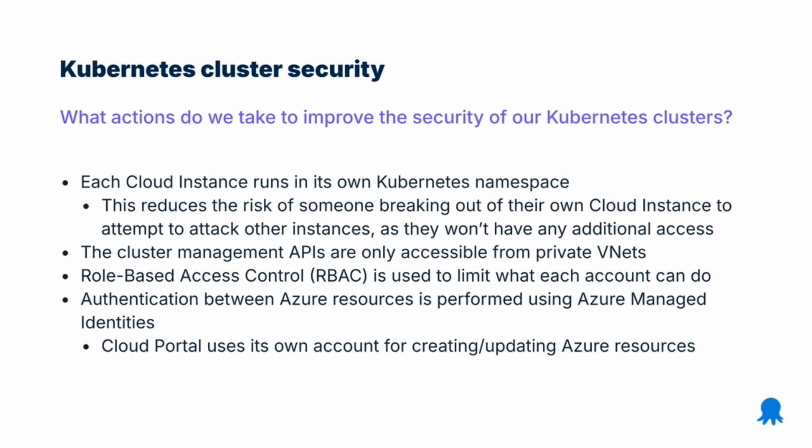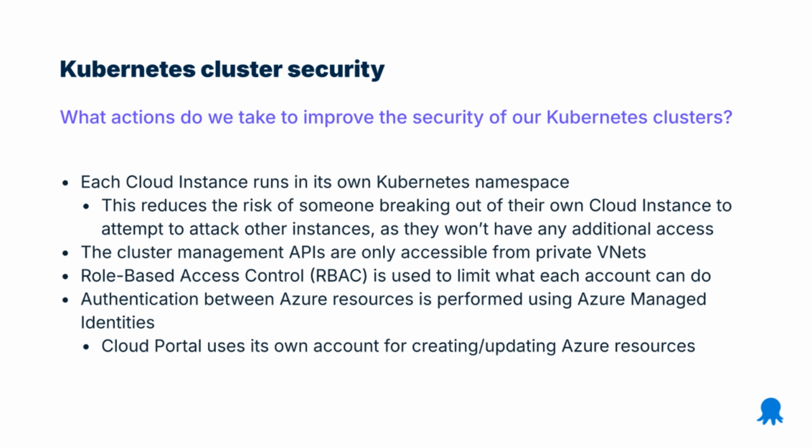So in terms of cluster security, what are the things we do to improve the security of the clusters? Well, one of the things is to ensure that the cloud instance runs in its own namespace. So we want to reduce the risk of someone breaking out of their own cloud instance and trying to attack other instances. Because they're in their own namespace, if they break out of their own cloud instance, they'll find that there's nothing else there that they have access to.